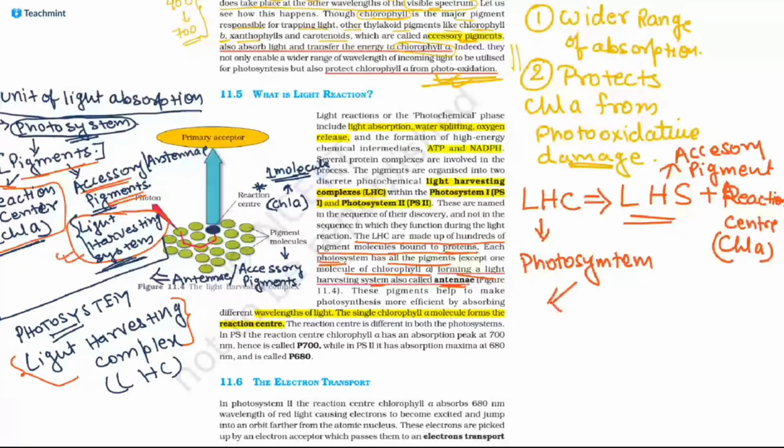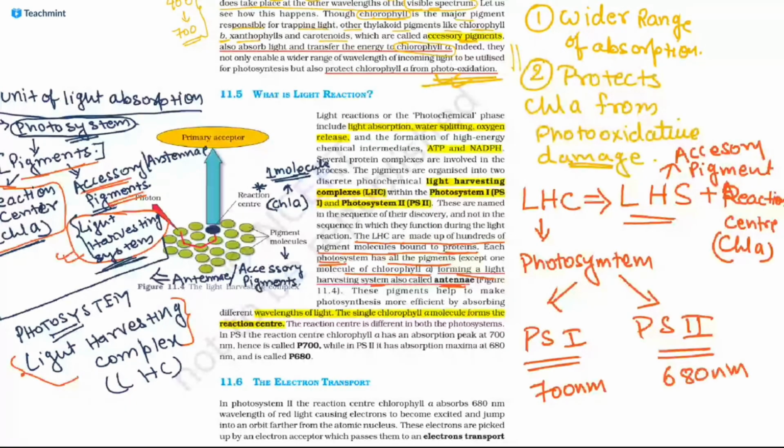Now this photosystem is of two types: photosystem 1 and photosystem 2, right? So both are photosystems. So both will have a reaction center made up of chlorophyll A. Here the chlorophyll A in PS1 will absorb at 700 nanometer, and here the chlorophyll will absorb at 680 nanometer. So that's why this is called P700 and this one is called P680. Understood this point or not? Yes, sir. Right? So this point is 100% clear.